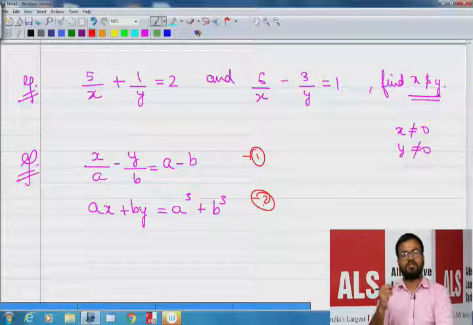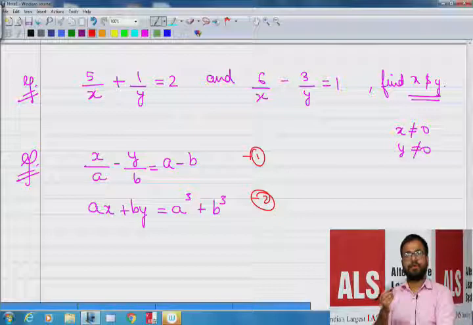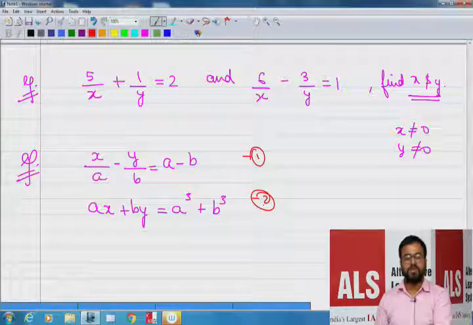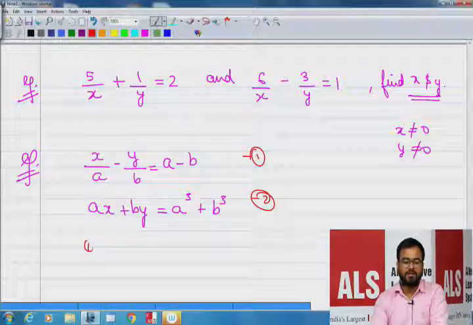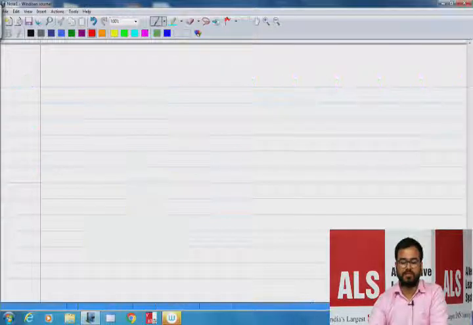See how you can solve this question. If this is the first equation and that is the second equation, the elimination works best over here. Suppose we want to eliminate y. In the second equation you can see the coefficient of y is b. In the first equation it is 1 upon b. If we multiply the first equation with b square and add that to the second equation, we will get something like this.